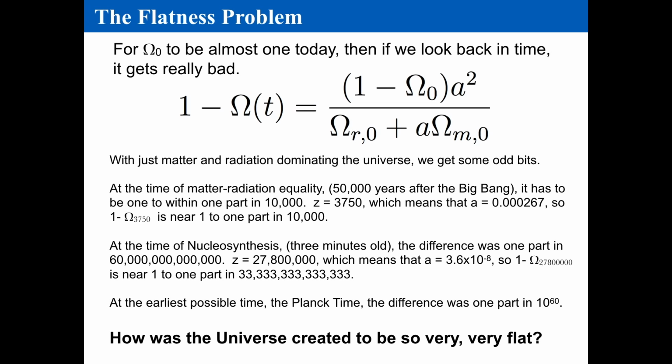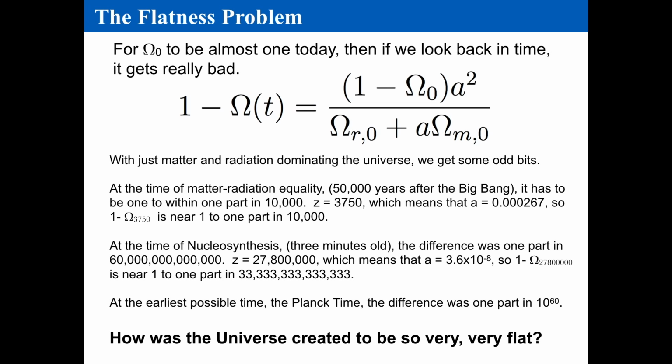If we go back further in time still, to nucleosynthesis, when the universe was 3 minutes old, the scale factor is incredibly tiny, about 3.6 times 10 to the minus 8. So the universe was about 30 million times smaller than it is today, which is astonishing. And therefore, it has to be really smooth at that time, such that as it grew to today, it is still close to 1.